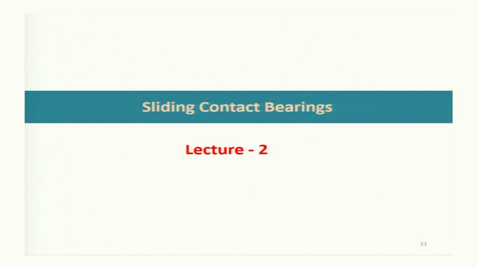Welcome to the second lecture of the fifth module, which is sliding contact bearings. In the first lecture, we studied the introductory part of the bearings, the two different types of bearings which are generally in use, the sliding contact bearings and the rolling element bearings. Then we studied, in the case of sliding bearings, different nomenclatures and the principle of development of hydrodynamic pressure.